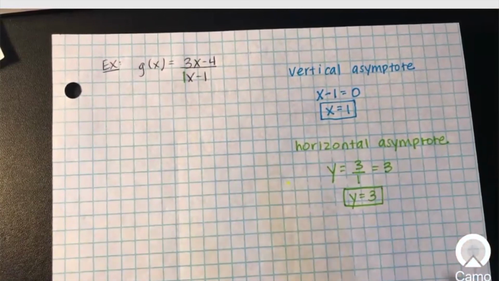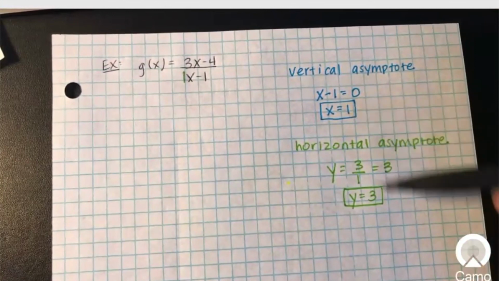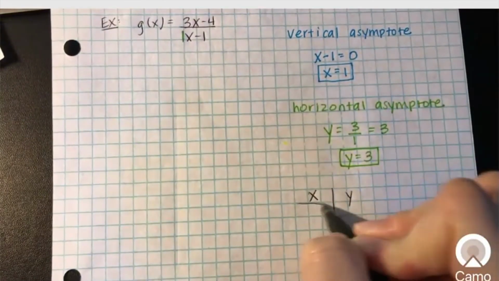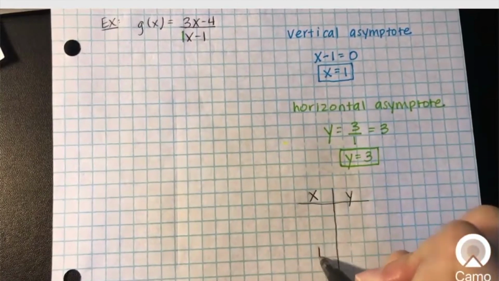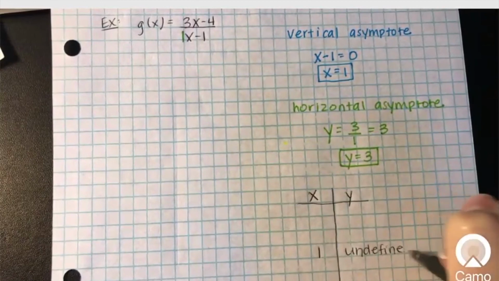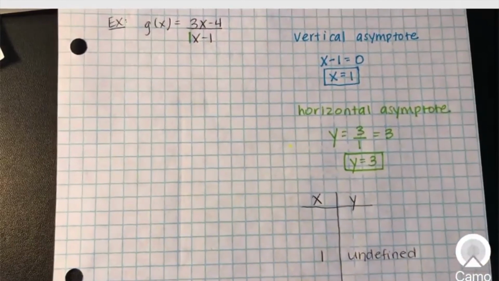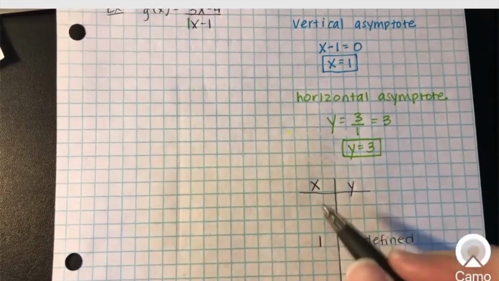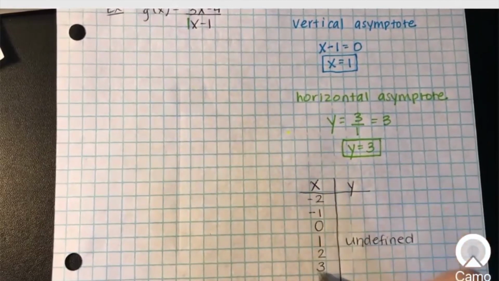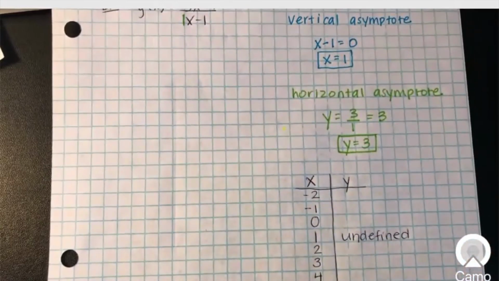If we go ahead and create our table, we want to choose 3 points on either side of our vertical asymptote, and we're going to graph both of these. So we'll put our vertical asymptote in the middle. Remember, it's an asymptote, so it's undefined, because if we were to plug in 1, we would get 1 minus 1, which is 0, and we can't divide by 0. So 3 points that are smaller than 1 and 3 points that are greater than 1. And now we're just going to plug in and solve.